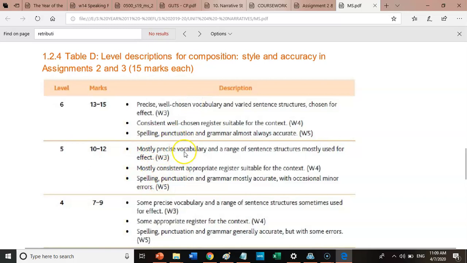10 to 12 is where we usually tend to be in our class, and that means that you've got mostly precise vocabulary and a range of sentences mostly for effect. So it's this idea of mostly, so maybe 85% correct, but there are some errors. So we need to be getting it just a little bit more perfect to get into the top band.